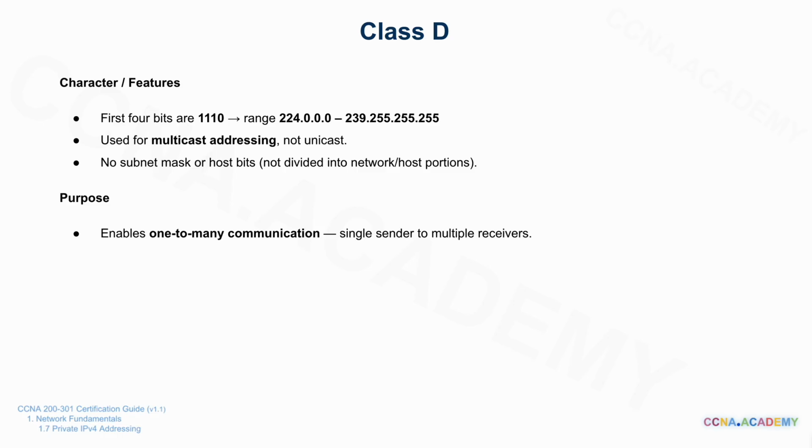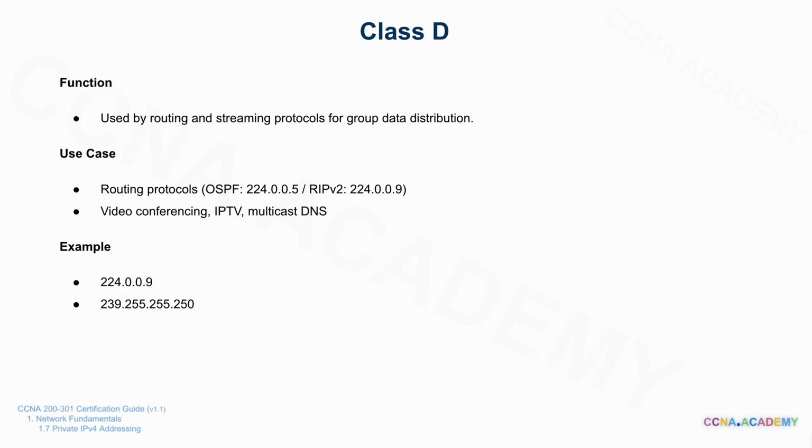These are not used for regular unicast traffic. Instead, they're reserved for multicast communication. That means one sender can deliver data to multiple receivers at once, used by routing protocols like OSPF or for streaming applications. Common examples include OSPF, which uses 224.0.0.5, and RIP, which uses 224.0.0.9. They're also used in video conferencing, IPTV, and multicast DNS.